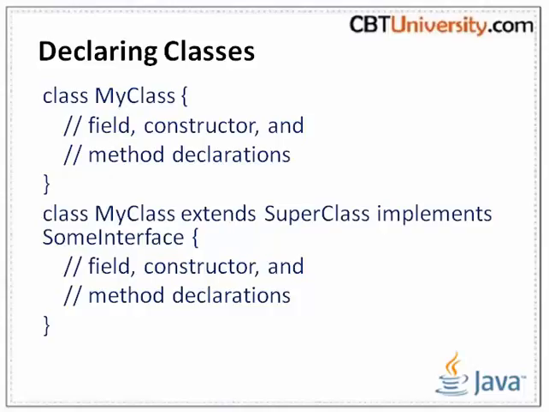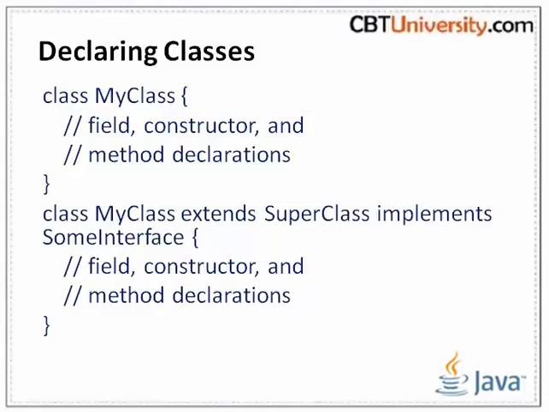Declaring classes. Classes are declared with class keyword and within curly brackets. Class MyClass, that is within curly brackets. It may have fields, constructors, and method declarations. The class body contains all the code that provides for the life cycle of the objects created from the class. Constructors for initializing new objects, declarations for the fields that provide the state of the class and its objects, and methods to implement the behavior of the class and its objects.